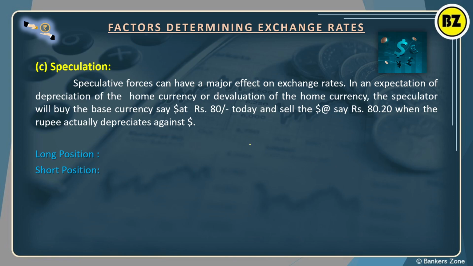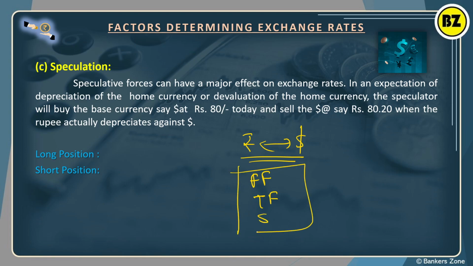So we learned how the Indian rupee changes against the dollar. We learned there are some fundamental factors, there are some technical factors also, and there is some speculation. So due to these three factors, the rupee to dollar rate changes.